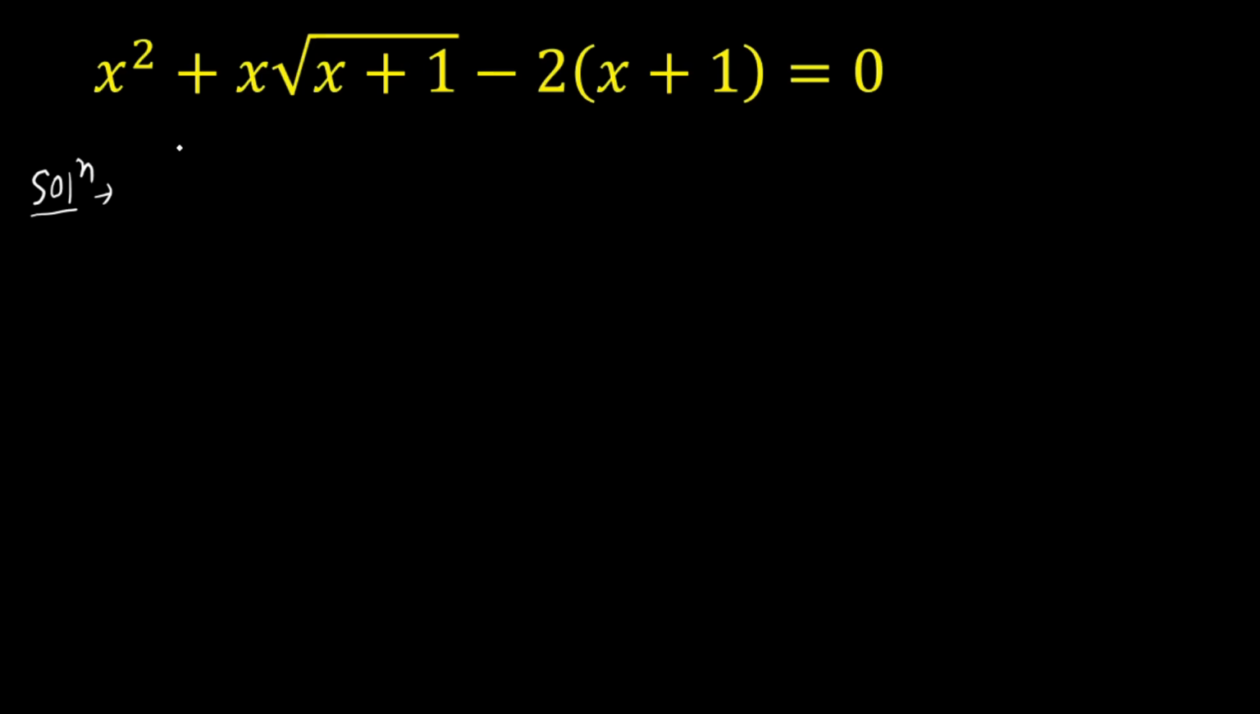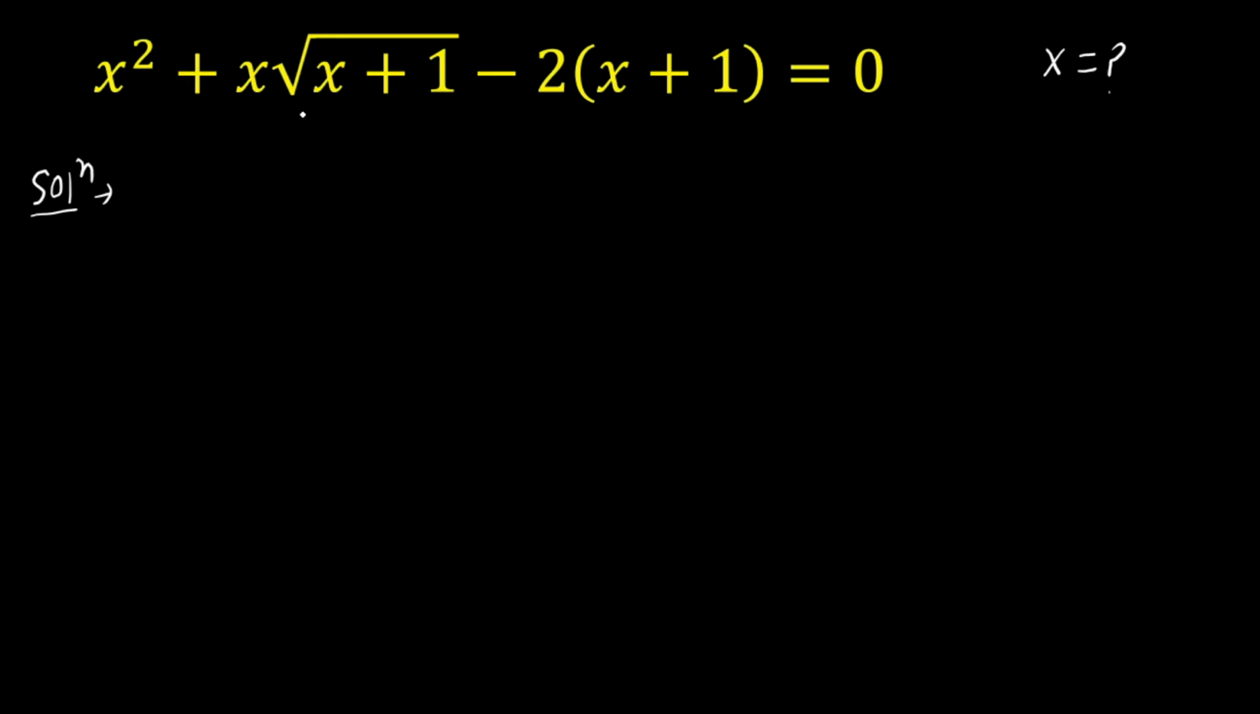Hello students, in this video we are going to solve x square plus x times square root of x plus 1 minus 2 times x plus 1, and this is equals to 0. Here we will find out the value of x. Now in this question we will apply the substitution method.